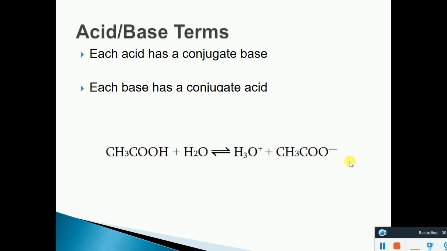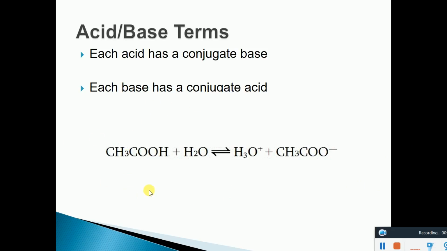So let's talk about acid-base terminology. And we've already kind of talked about this, but here it is laid out right in front of you. So each acid has a conjugate base. And remember that each base has a conjugate acid, so they come in pairs. And here is this reaction.